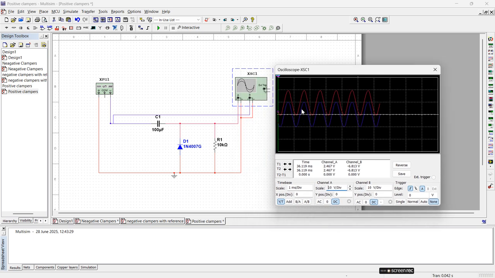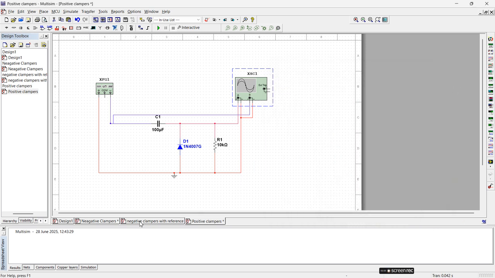So blue color indicates the input signal, positive and negative. Output signals are shifted upside. In negative clamper, output is shifted down. In positive clamper, output is shifted upside. Okay. So now we need to verify by applying the reference voltage.